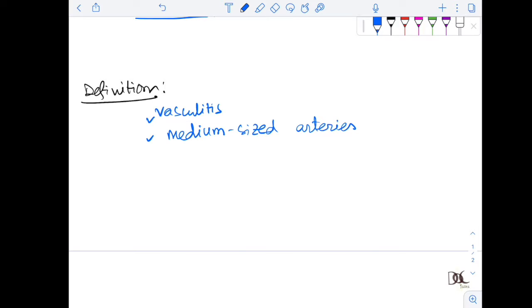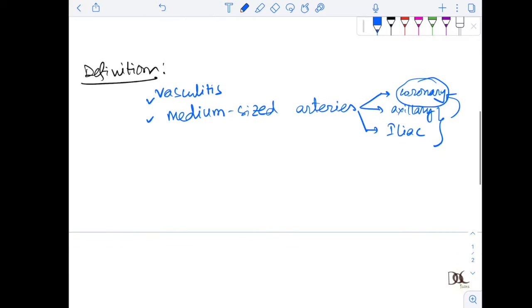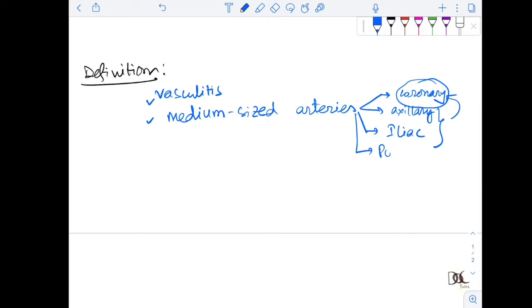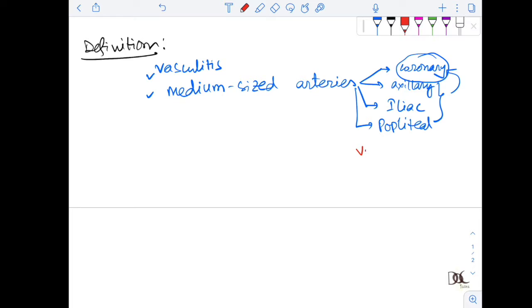Now, what are the medium-sized arteries? Most commonly involved are coronaries. Other arteries, yes, may be involved like axillary, like iliac, but these will always be involved in the presence of coronary artery. Without coronary artery involvement, isolated axillary and iliac involvement cannot be there, and even popliteal artery may be involved. Okay, but visceral arteries are usually not involved.